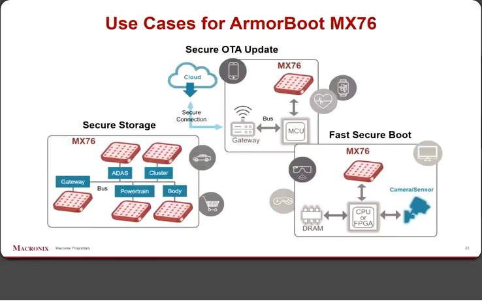So let's conclude this section by showing some pretty typical use cases. At the top here, you see secure OTA updates. These secure flash devices do a good job of supporting a secure update. Off to the lower left-hand side, you can see the flash device being used in automotive. For example, our high-end Armor flash device is typically found in the gateway, where it stores a lot of keys and credentials. So that model works well for that type of flash device.